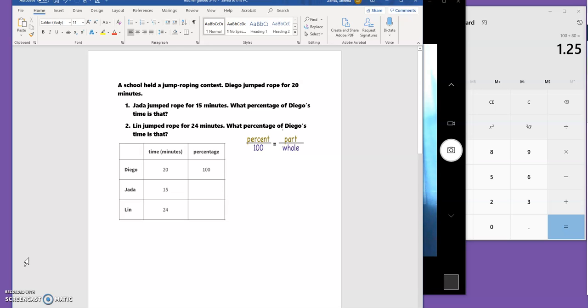Okay, so using the first approach here for question number 1, we are told that Diego has jumped rope for 20 minutes. Question number 1 says Jada has jumped rope for 15 minutes, and we want to know what percent of Diego's time that is. So looking at how we set up a percent problem, I want to identify in the question, am I being told a part or a whole? And so I'm going to go back and annotate the question.